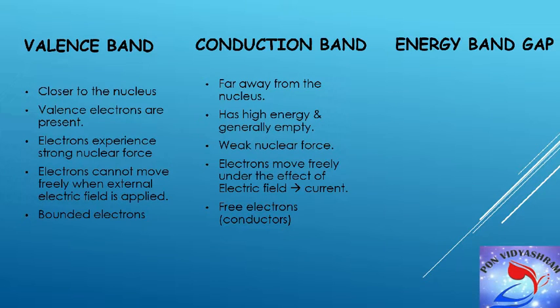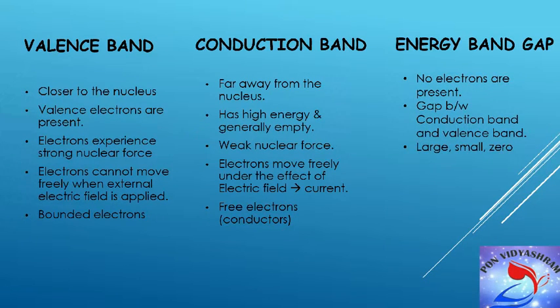Then we have the energy band gap. As the name says itself, it's just a gap, and in this band gap there are no electrons present. It's a gap between the conduction band and the valence band. The energy band gap will differ according to the materials. It may be small, it may be large, or it may be zero.